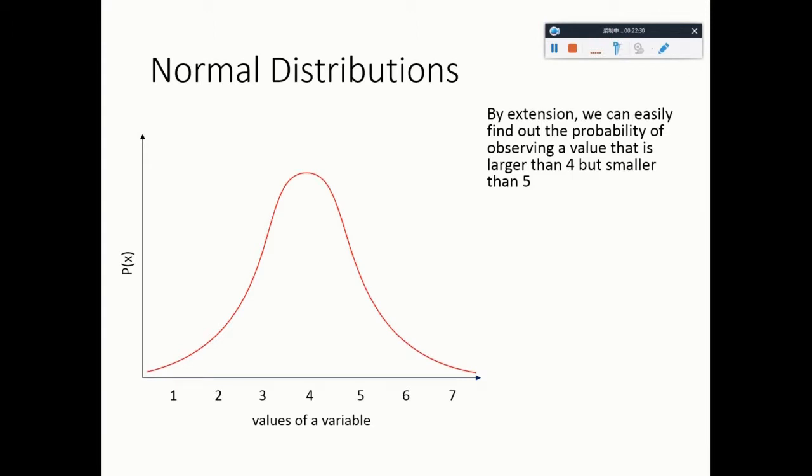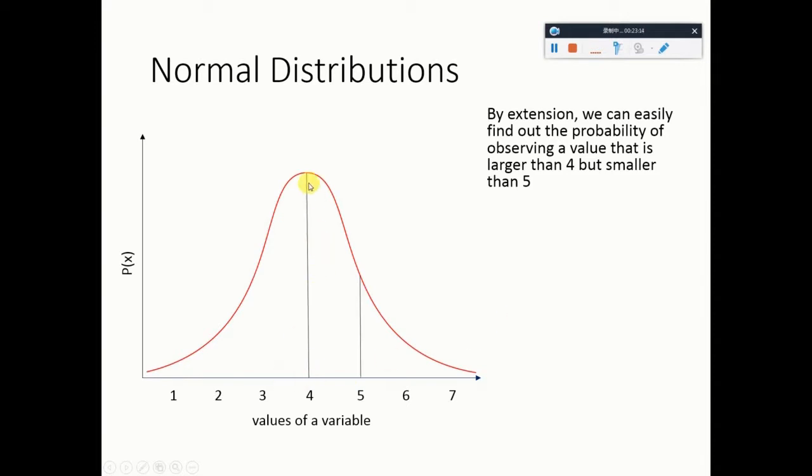So that gives us a way to do more than finding out the probability of identifying one single value. Can we do the same thing to find the probability of observing a value that's larger than 4 but smaller than 5? Of course, because we saw that the way of finding the probability of observing a particular value is by specifying a very narrow interval that contains the target value. Then we can find the probability for observing any value within an interval.